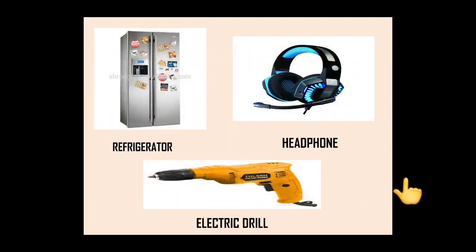You can see some pictures here. All these devices use magnets in one form or another. The door of the refrigerator contains a magnet. Similarly, the headset also contains a magnet inside it. An electric drill has a magnet inside its motor. But do they all have the same type of magnets?